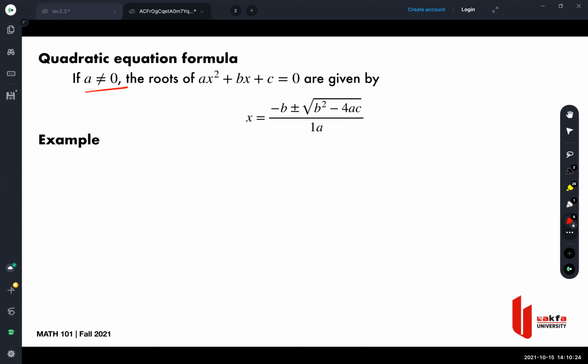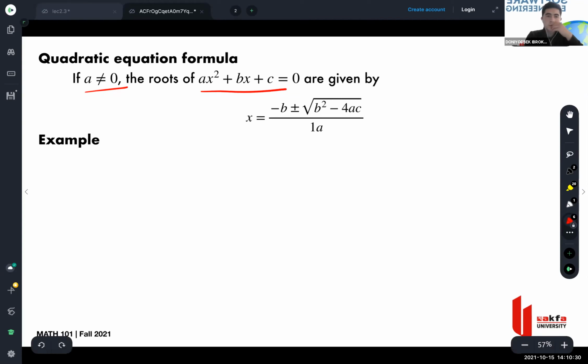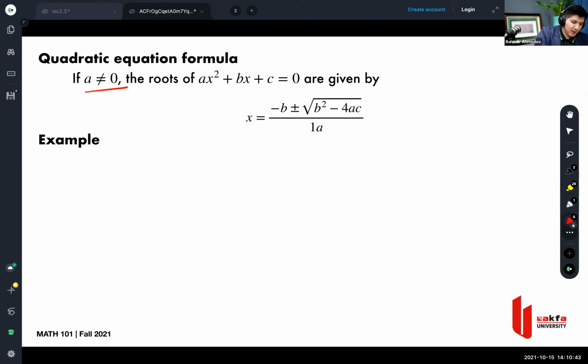Because a is the denominator. Okay, because if a is equal to 0, there is no x squared. If a is equal to 0, then there is no x squared. It means that it is not a quadratic equation anymore, right? Yes.